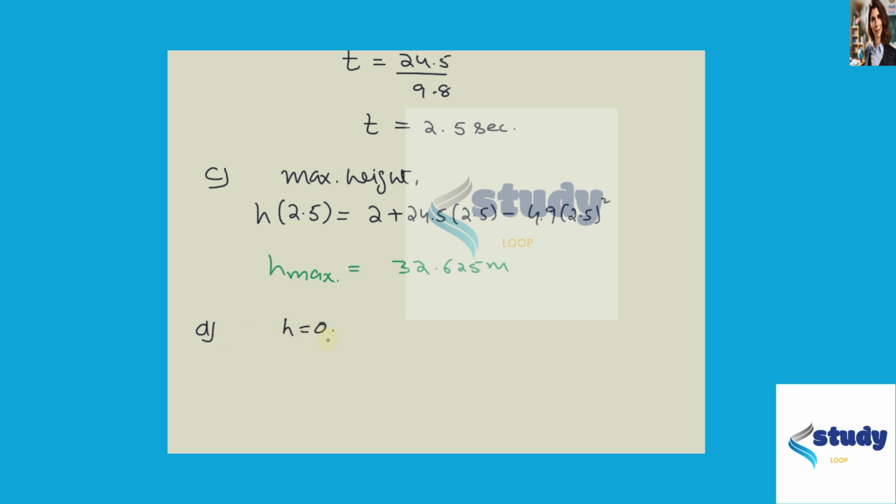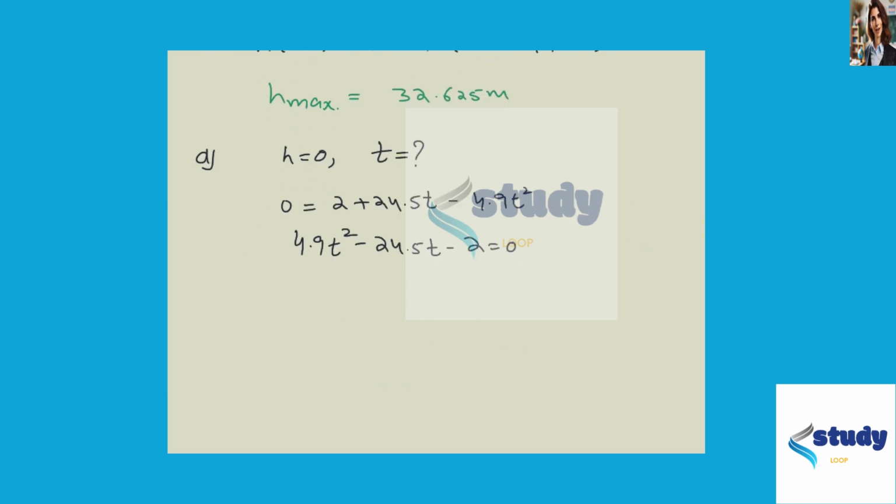Now solving for part D, where we need to find when it will hit the ground. That means when height is 0, we need to find t. So h equal to 0 gives 2 plus 24.5 times t minus 4.9 times t squared. Solving this further, we can write it as 4.9t squared minus 24.5t minus 2 equals 0, and solving this we get the final result for t when it will hit the ground, which is approximately 5.08 seconds.